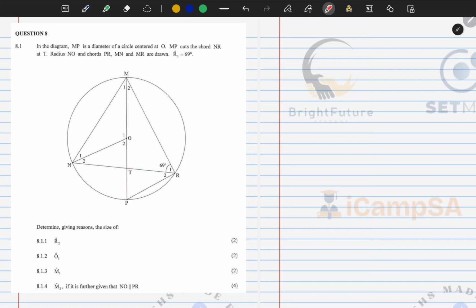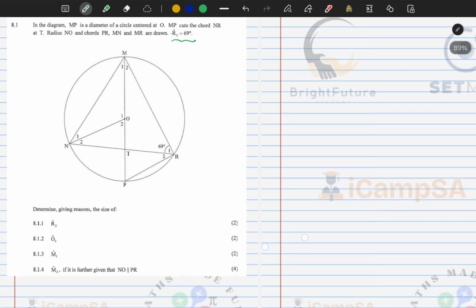And then we are being told that radius NO, this is radius NO, and chord PR, MN, and MR, this is MR, are drawn. And then we are being told that R1 is equal to 69. So that's R1, right?